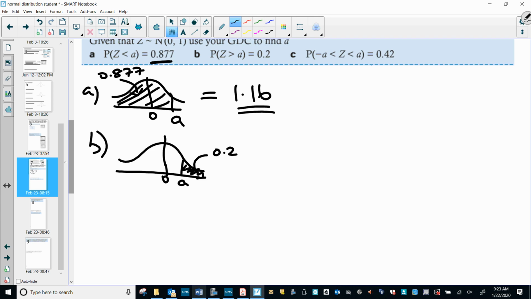Also, the reason I get you to shade it or draw the diagram is that you know that this value here is going to be positive. If your A was on the left-hand side, it would be a negative value, okay? So chuck that info in. When you're chucking the info in, you're actually not going to enter 0.2 as your area. You're going to enter 0.8 because you're entering the area that's on the left-hand side.